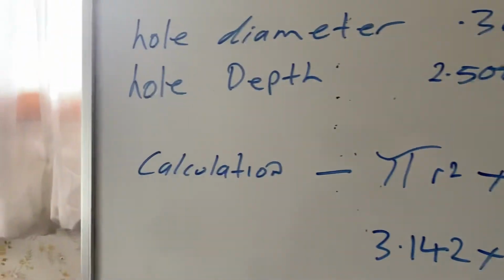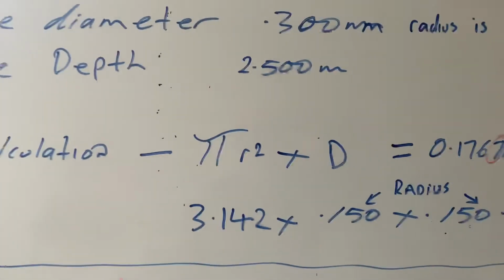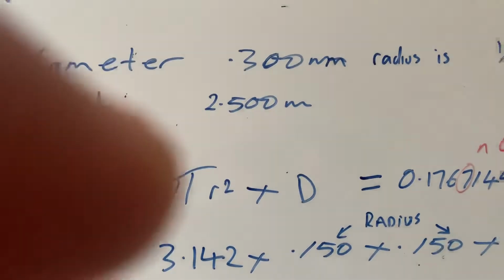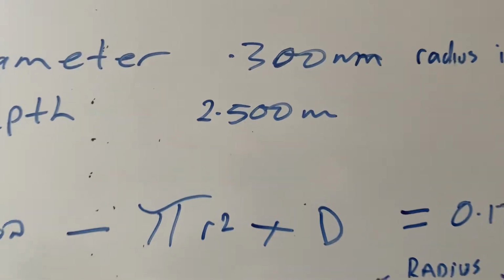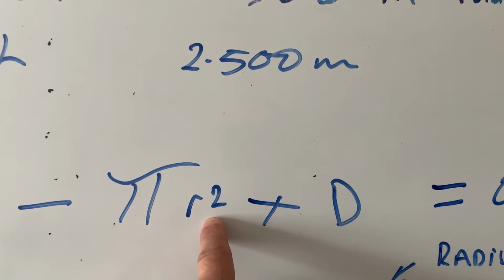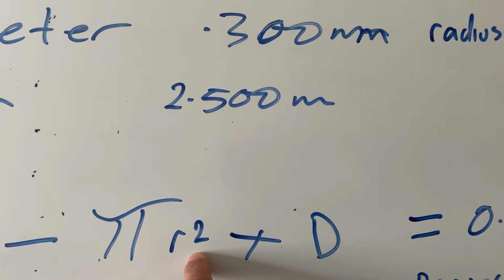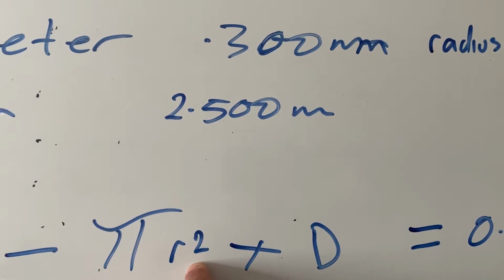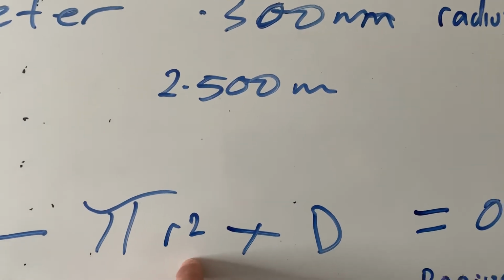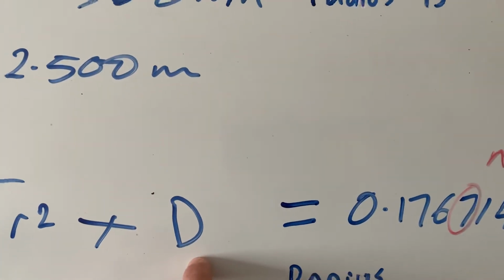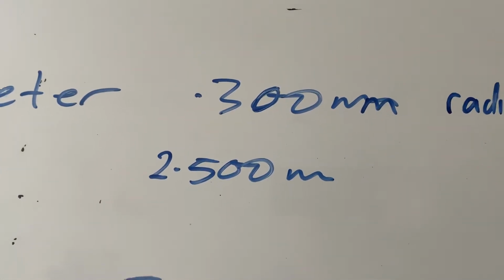Now, as I've said before, there's two different calculations you can use. If you've got a scientific calculator, you can use the pi symbol, and that R2 is represented on the calculator by X2, okay? What that does is that times the number by itself, not twice, but by itself. So pi, number times by itself, times the depth, which in this case is 2.5 meters or 2,500 millimeters.